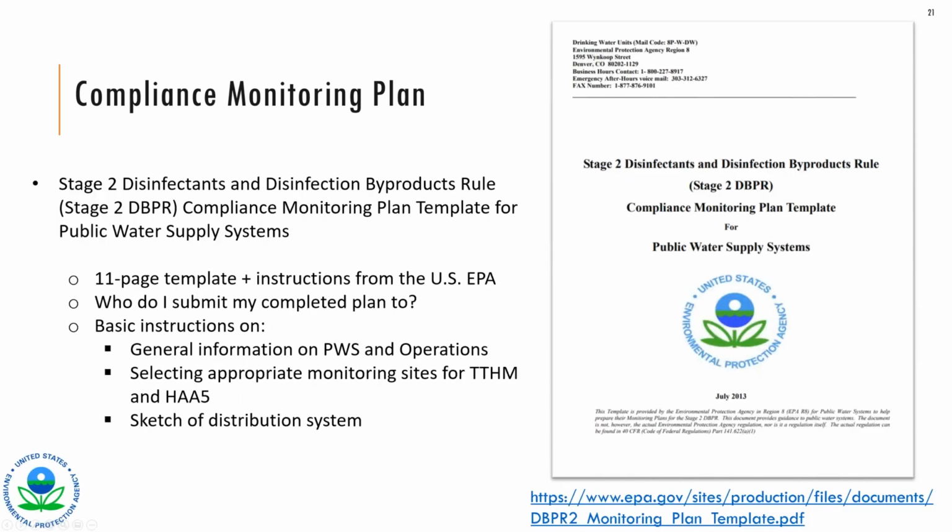Here's the EPA template that I just mentioned. It's an 11-page template with instructions. It's pretty simple. The water system needs to include their general information about their system, so system type, population served, what their source is, then the monitoring sites and dates for collecting TTHM and HA5 samples, and a sketch of the distribution system. The template also includes information on who to submit a completed plan to within EPA if you want to, because I believe they still are collecting information on this.